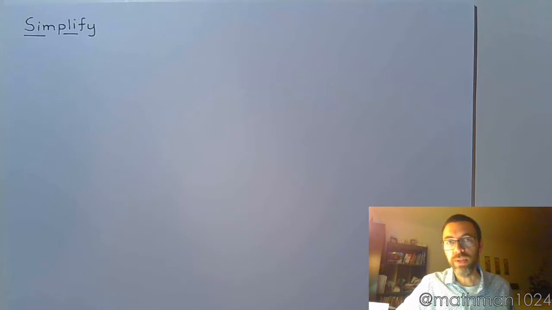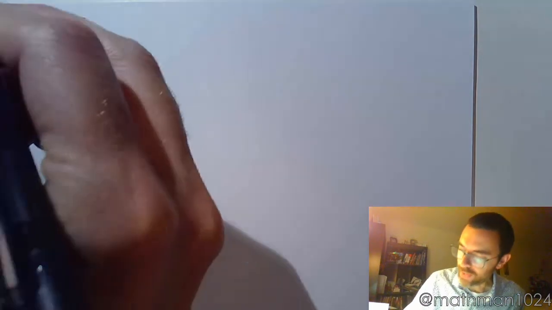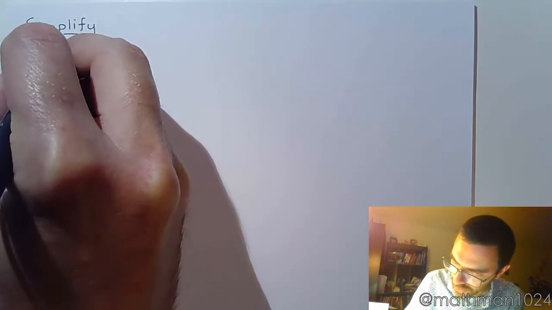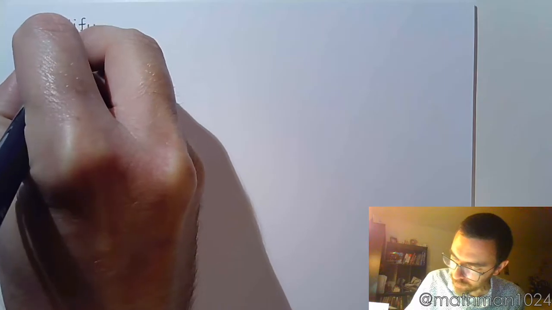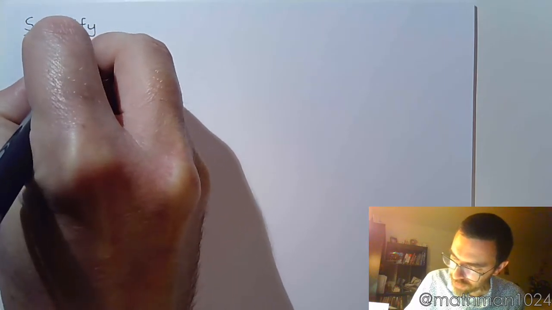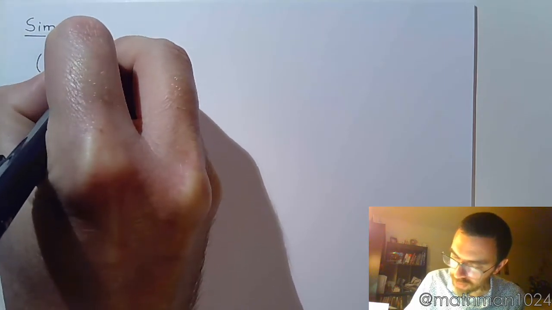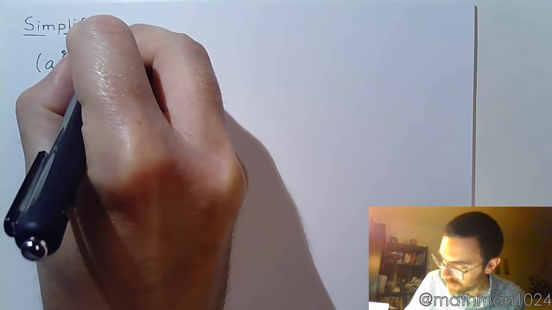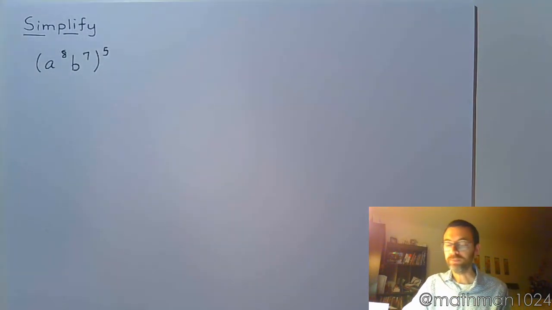In this video, we're going to be simplifying expressions using rules for exponents. So let's go ahead and get started. I'm going to start off nice and easy with this example: a to the 8th times b to the 7th, all raised to the 5th power.